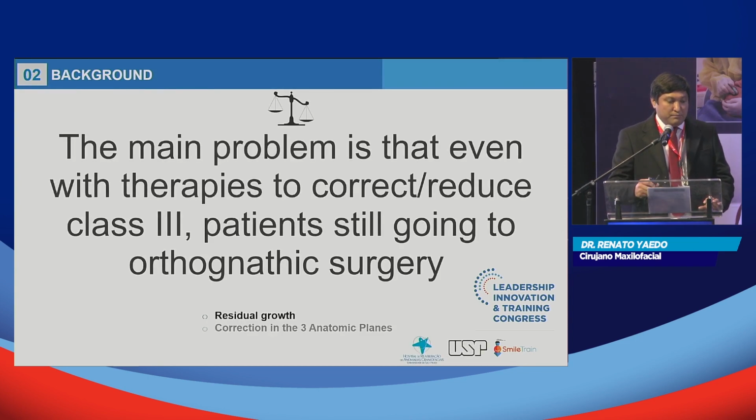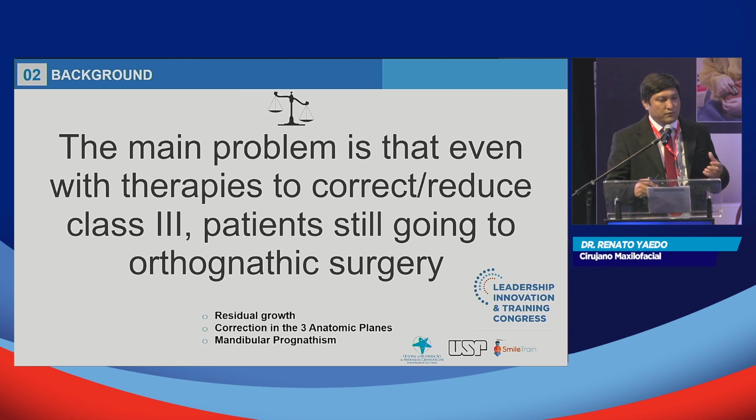The main problem is that even with therapies to correct or reduce class 3, patients still go to orthognathic surgery because of the residual growth, corrections in the three planes of the space, the mandibular prognathism, midline deviations and cant in both jaws and not just in the upper jaw.